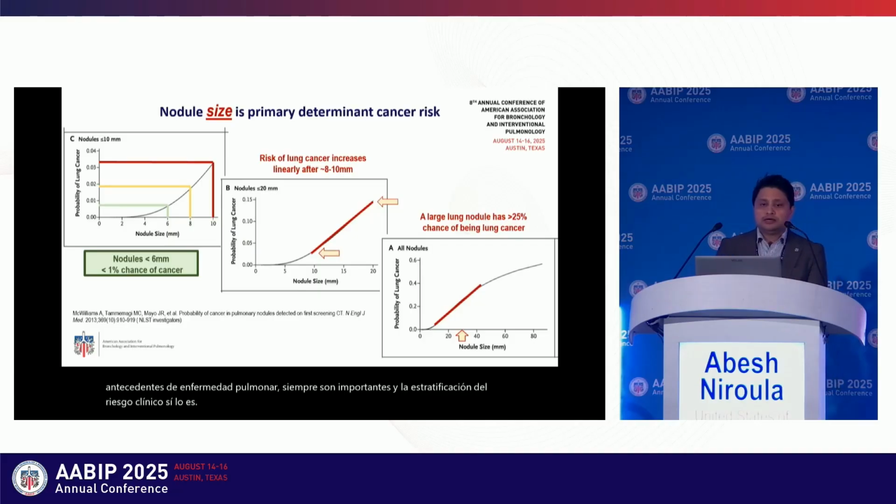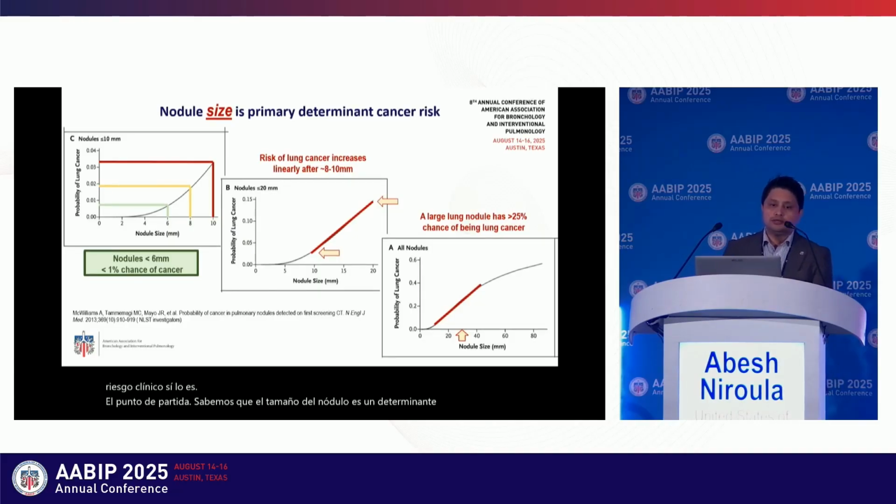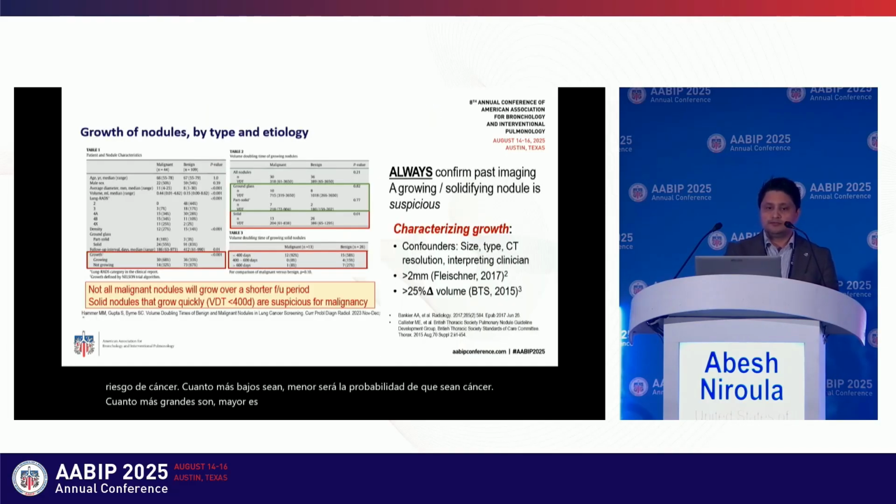We know that nodule size is a primary determinant of cancer risk. The smaller they are, the smaller the chance that they are cancer. The larger they are, the greater the chance of them being cancer. The growth of the nodules by type and etiology is also really important.